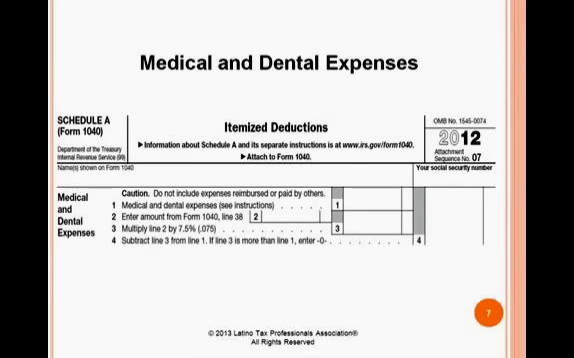Matter of fact, our understanding is next year for 2014, that is going to be increased to 10%. So again, same example, if you make $100,000, then you'd have to have medical and dental expenses greater than $10,000 before you could deduct even $1. And in most cases, we find that it's excessive.